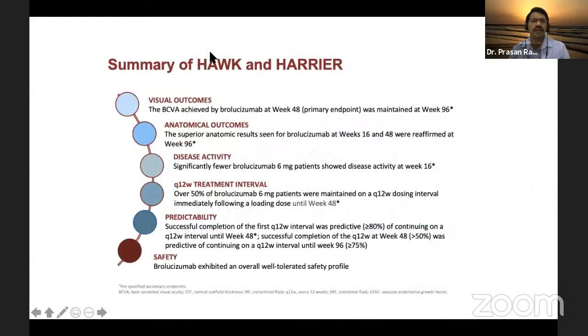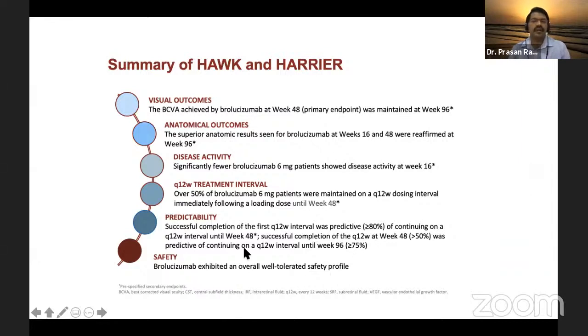To sum up my talk, we looked at the visual outcomes. Brolucizumab did better at week 48, and this was maintained at week 96. The anatomical outcomes were also better. The disease activity was lesser in the brolucizumab group at week 16, which was a head-on-head comparison with aflibercept. And 50% of these patients maintained Q12 dosing for the entire period of 48 weeks, and it had a very predictable result. More than 80% in the first year and 75% in the second year required a Q12 interval.